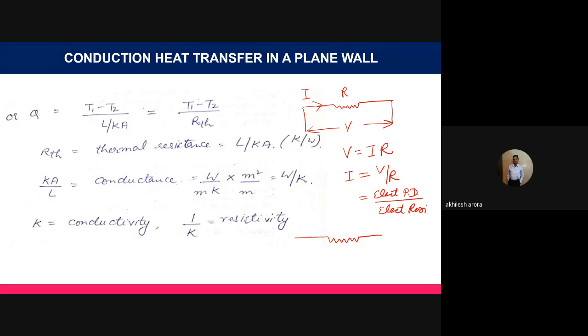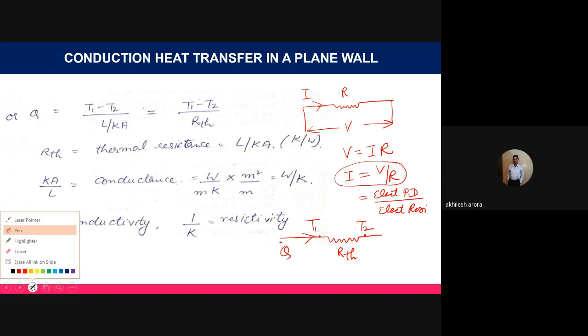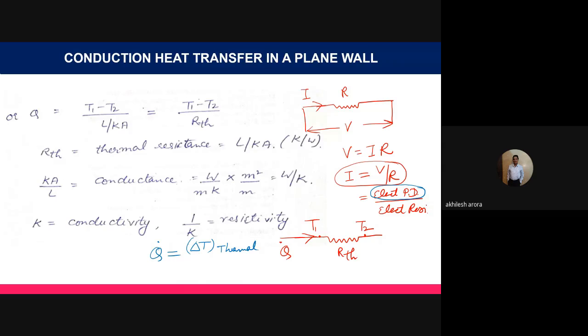In a similar way, when I have a thermal system, this is the resistance, now R thermal. What is flowing from one end of the wall to the other end is heat. The heat transfer rate is taking place, and on the left end the temperature is T1, and on the right end the temperature is T2. By analogy, I can use the equation of the electrical circuit for a heat transfer circuit also. So Q dot is equal to delta T thermal, the thermal potential difference, divided by R thermal, or thermal resistance.